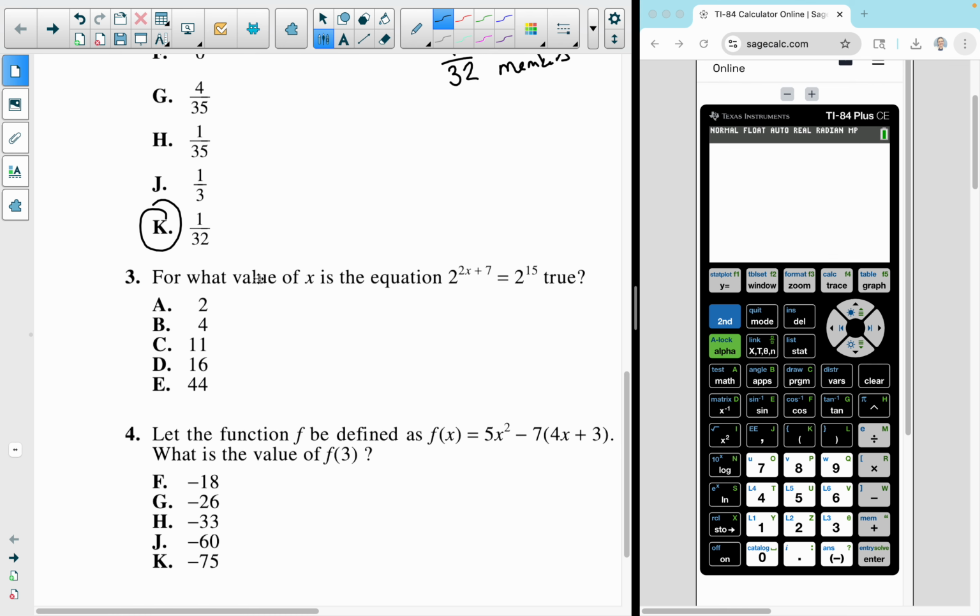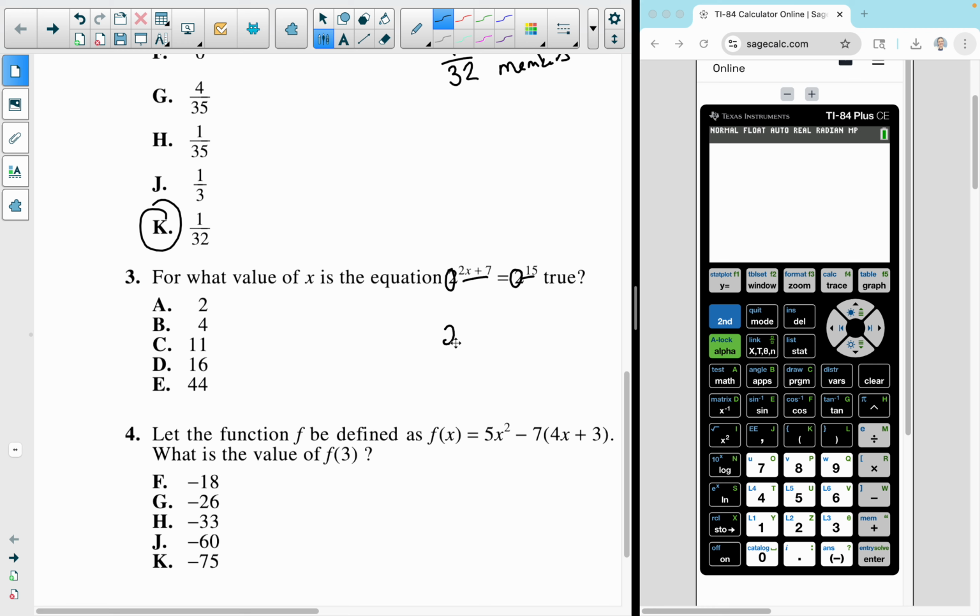For what value of x is the equation 2 raised to the 2x plus 7 equal to 2 to the 15th true? So we have answer choices of these are the values of x. So we could plug them in, but if we know a little bit of math, we can do this a little bit quicker. In order to be equal means that the entire left has to be equal to the entire right. Well, the bases of 2 are already the same, so we can ignore those. We need the exponents to also be the same.